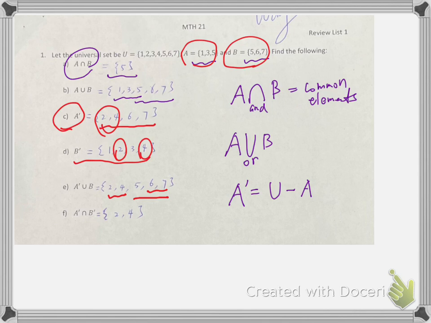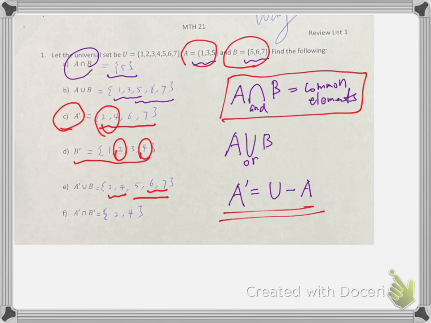Okay, so again, intersection means common elements, and union means all the elements in A and all the elements in B, you put them together. And complement set means everybody minus the ones in the set A. Okay, so that's the first part.